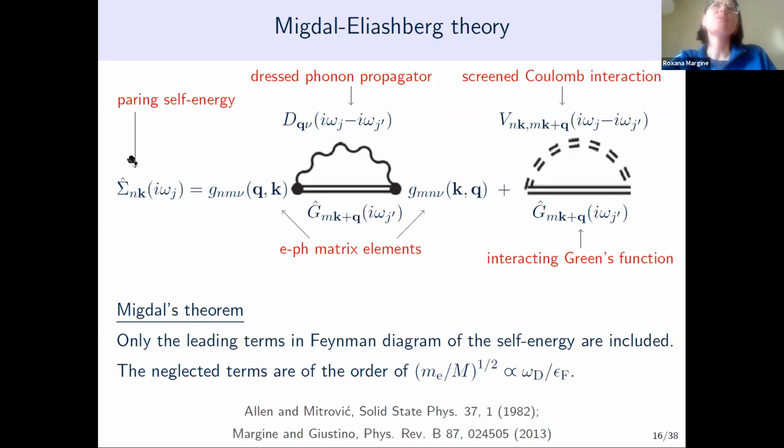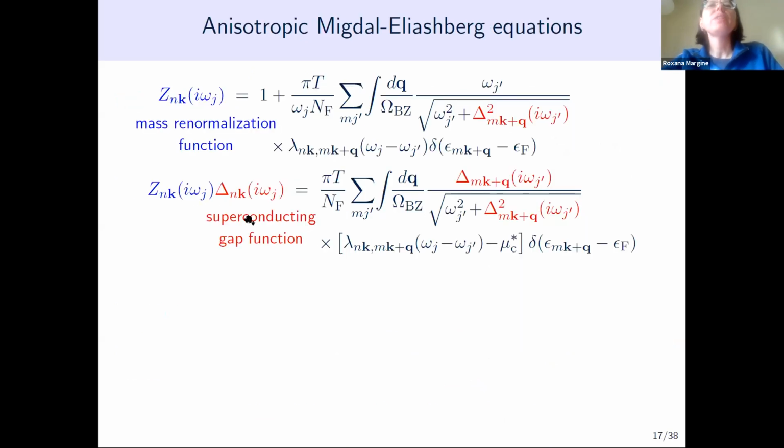So basically starting from this self-energy, and I'm not going to go into details about the derivations since they are really too long, we can basically obtain two coupled nonlinear equations for the mass renormalization function and the superconducting energy gap, delta. And these equations are obtained under the assumption that the pairing occurs mainly within a small energy window around the Fermi surface, and that the density of states is approximately constant at the Fermi energy.